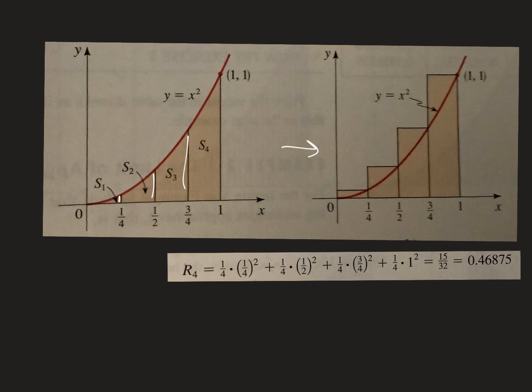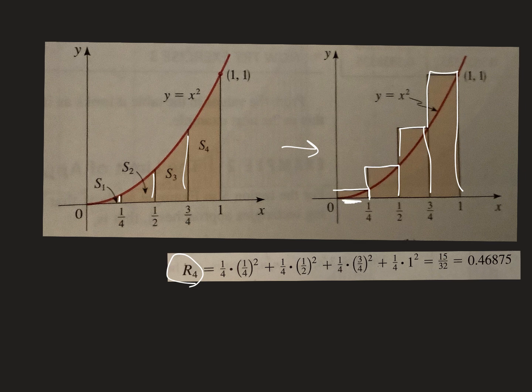I keep saying triangles, they're rectangles. Okay, I took it from the right side of each one and drew it that way. Right side, that way. Right side, that way. Right side, and drew my rectangles. That's where this R4 comes in, because I did it from the right. You could also do it from the left, which we'll do in a second. You'll see what happens.